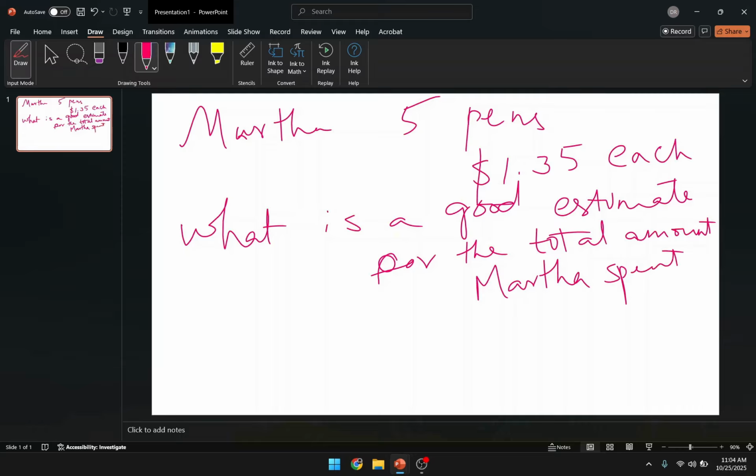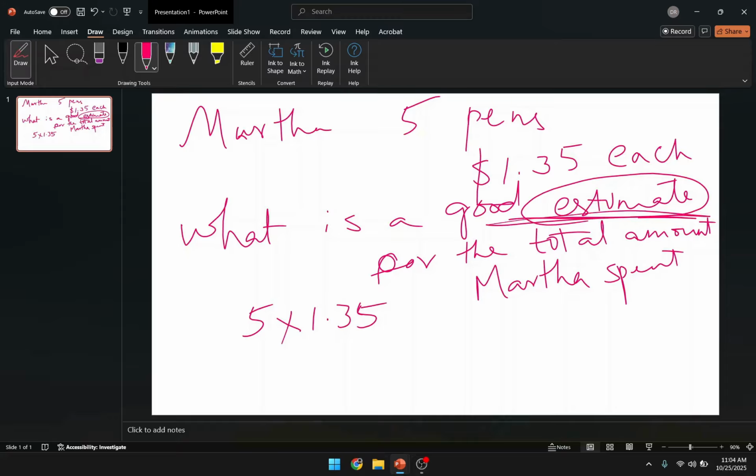So Martha bought 5 pens, $1.35 each. What is a good estimate for the total amount Martha spent? Okay, so 5 pens, 1.35. We know she got 5 pens, $1.35 each. The total amount that she spent would be 5 times 1.35, right? So 5 times 1.35. So let's estimate.